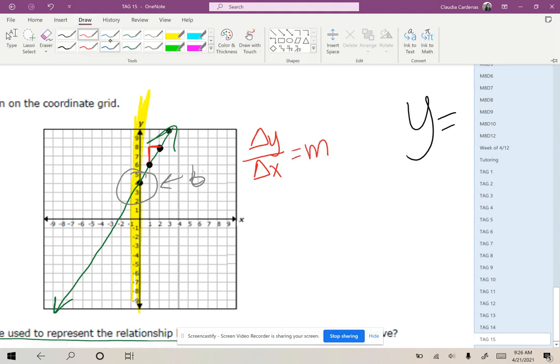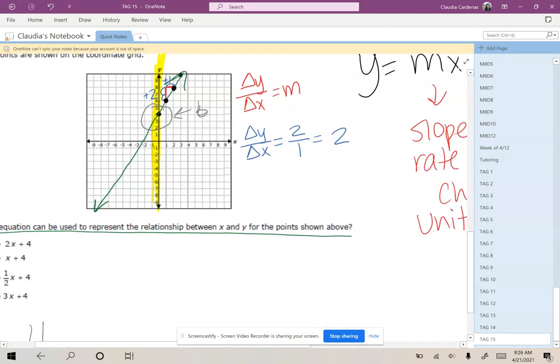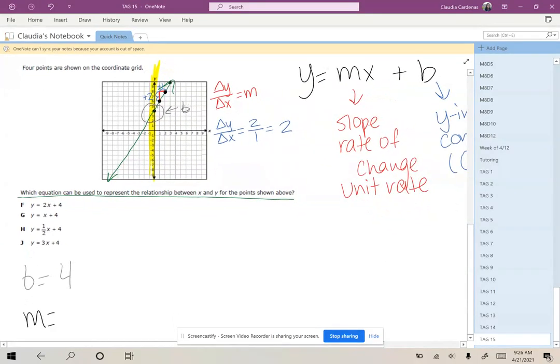Well, I see that if I count my jumps, I am jumping up 2 spaces, and then I'm going over 1 space. So if I wrote that as change in y over change in x, I went up and down 2 spaces. Remember, going straight up and down, and then left and right, I went over 1 space. We do not go diagonally. This is never the way we find our slope. We have to go horizontally and then vertically. So when I simplify 2 divided by 1, I get 2. So my slope is a slope of 2.